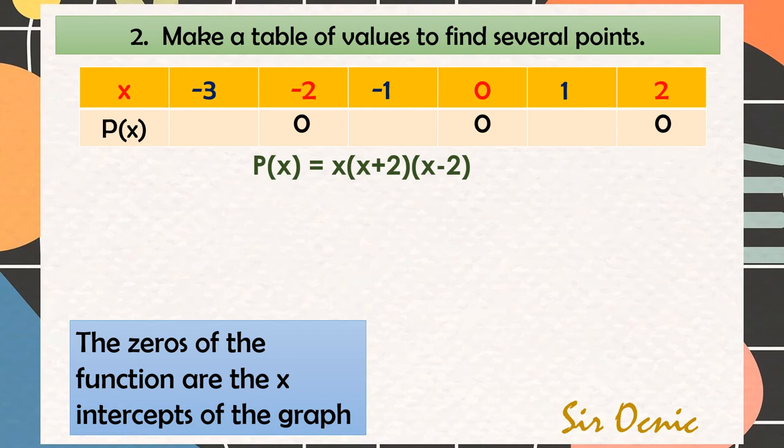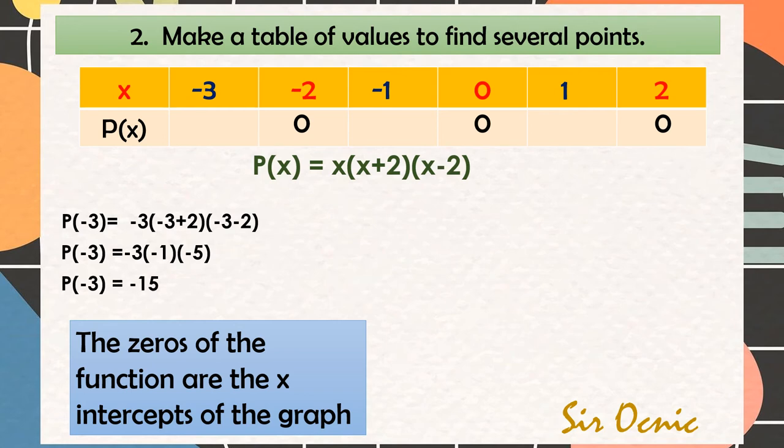Using the formula x times x plus 2 times x minus 2, let us now solve for p of negative 3, which is equal to negative 3 times the quantity negative 3 plus 2 times the quantity negative 3 minus 2, or simply negative 3 times negative 1 times negative 5 equals negative 15. Therefore, if x is equal to negative 3, p of x is equal to negative 15.